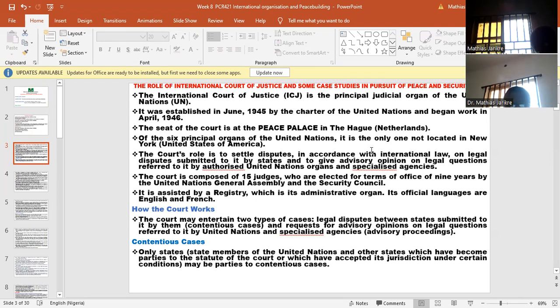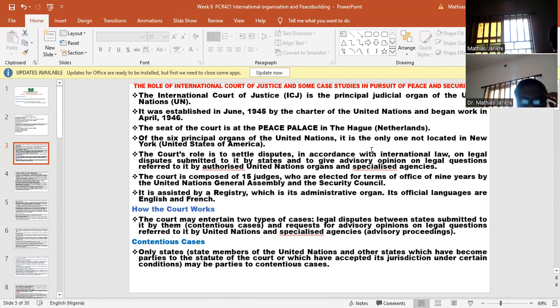How does the court work? The court entertains two types of cases: legal disputes between states submitted to it by them, which are contentious issues, and requests for advisory opinion on legal questions referred to it by the United Nations and specialized agencies, which are advisory proceedings.